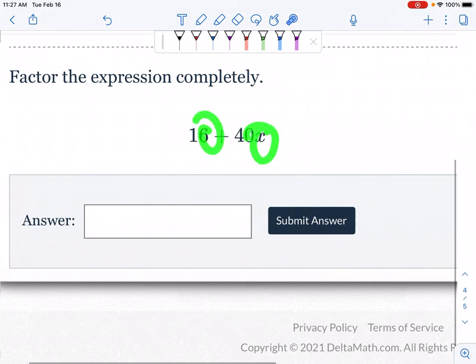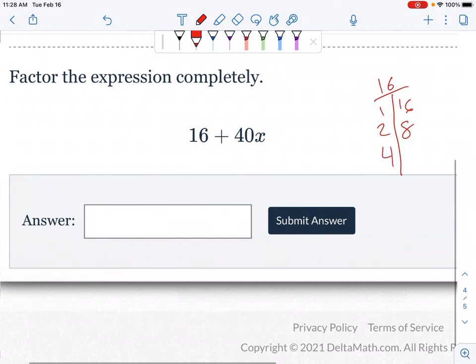Okay, and then 16 and 40. No common x's here, so I don't have to worry about that. So I'm going to look at, I do have numbers. So I'm going to see what the greatest common factor between them is. So I'm going to list the factors of 16. I have 1 times 16, 2 times 8, 4 times 4. I started thinking about the factors of 40, and I didn't want to do that. I only want the factors of 16 here. So now I'm thinking 16.